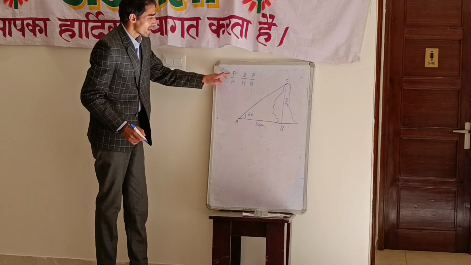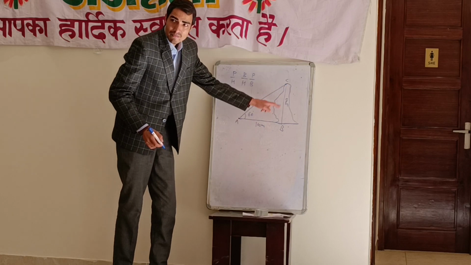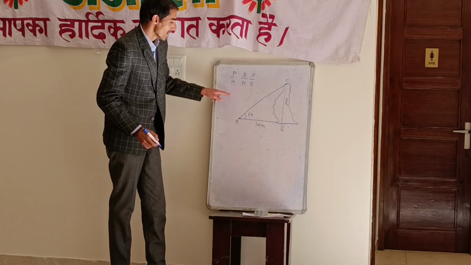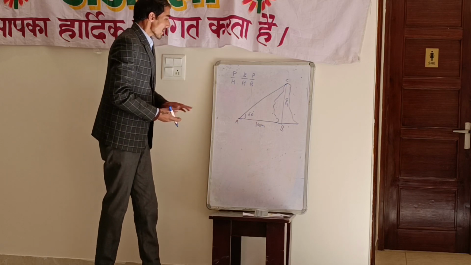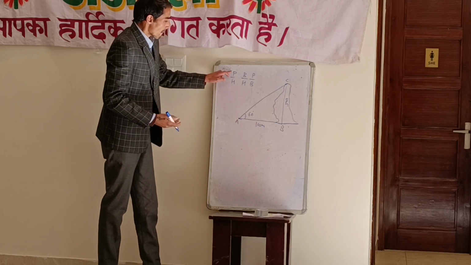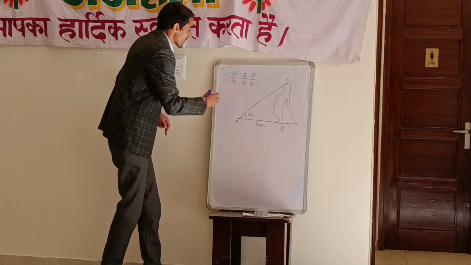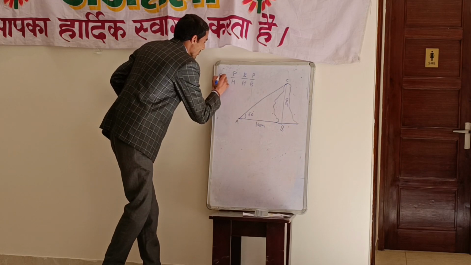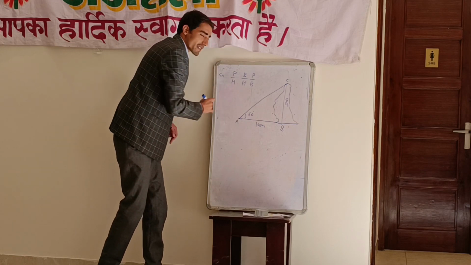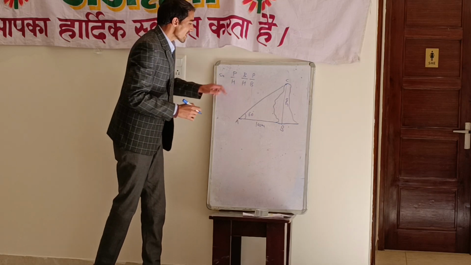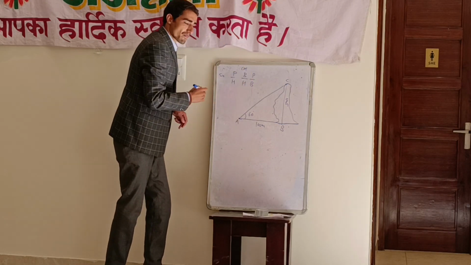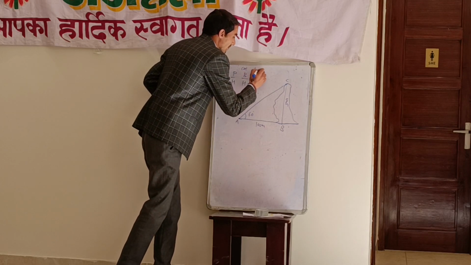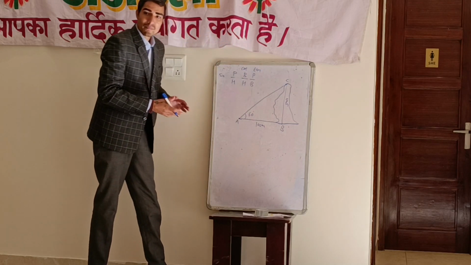This line is the perpendicular, this is the hypotenuse, H, and this is the base. So perpendicular upon H is for the sine ratio. This is the term sine. The second one, B upon H, is for cos, and this is for tan.